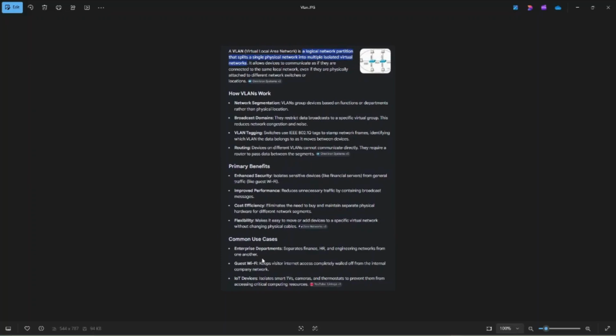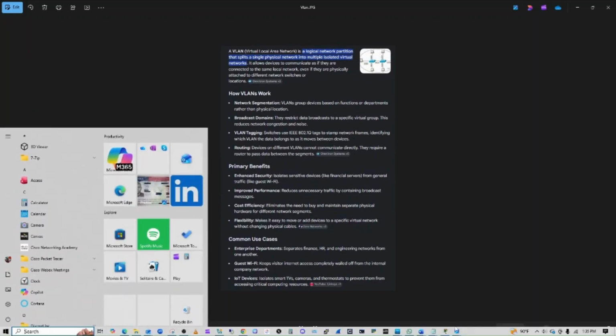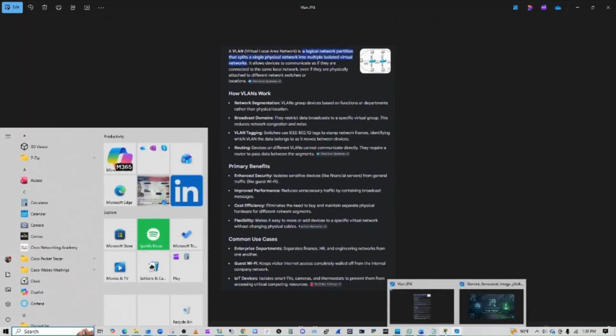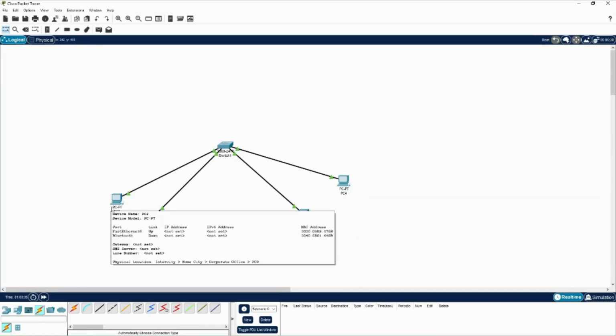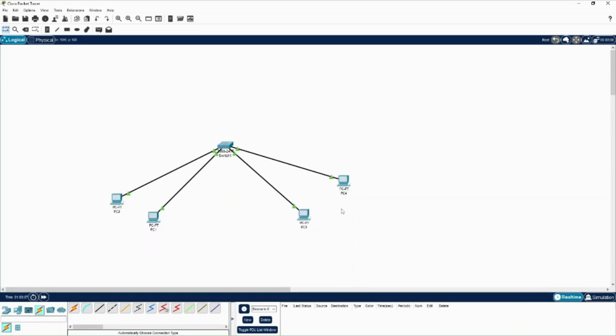They also go on to say a broadcast domain. They restrict data broadcast to a specific virtual group. This reduces network congestion and noise. What they mean by broadcast, let me show you a picture here. You see this picture here in Cisco Packet Tracer. So this is PC1, this is PC2, and this is PC3, and this is PC4.